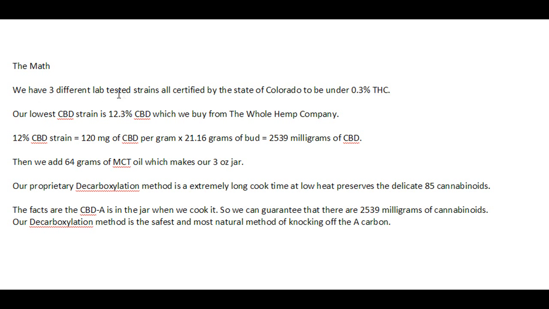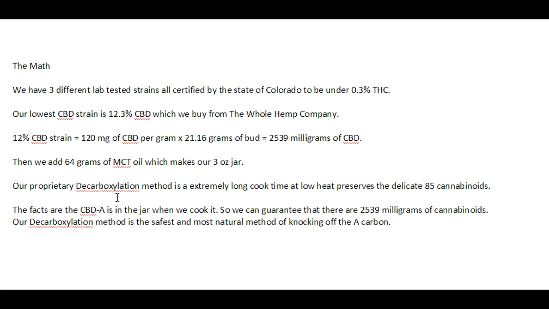Okay, let's do the math. We have 3 different lab-tested strains, all certified by the state of Colorado under the 0.3 THC law. Our lowest CBD strain is 12.3% CBD, which we buy from the Whole Hemp Company. So if you do the math on that, it equals 120 milligrams of CBD per gram. And we use 3/4 of an ounce in our jar, which is 21.16 grams of bud. And that equals 2,539 milligrams of CBD. Then we add 64 grams of MCT oil, which makes our jar a 3-ounce jar.